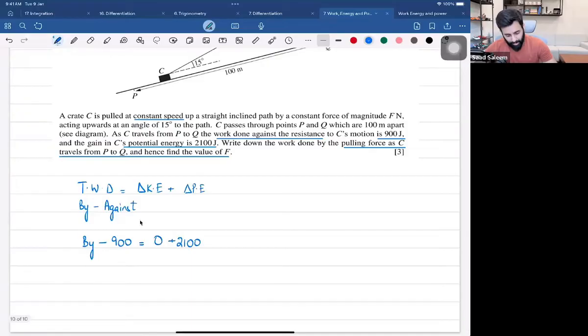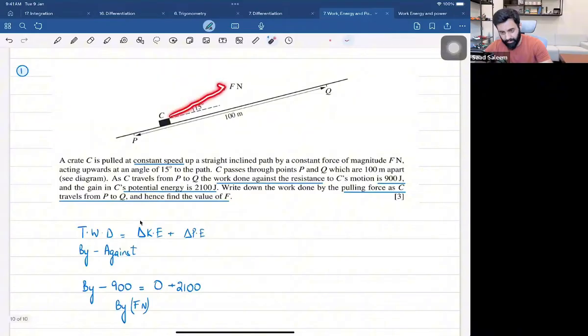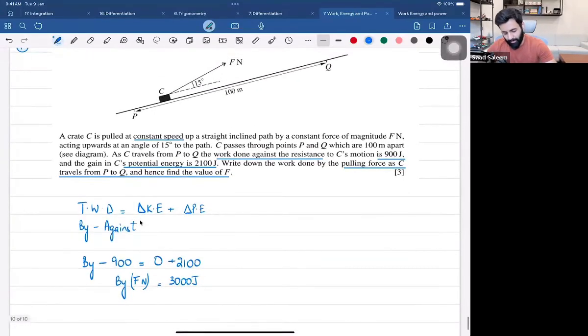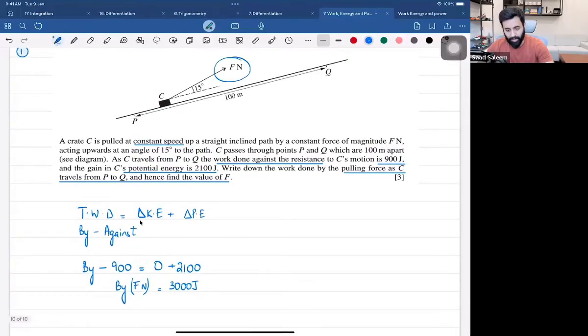So what we can do now is we can solve this equation and we can calculate the work done by which force? By the F newton force, because that's the only force that's acting in the direction the object is moving. So what's the work done by the F newton force? That's equal to 3000 joules.